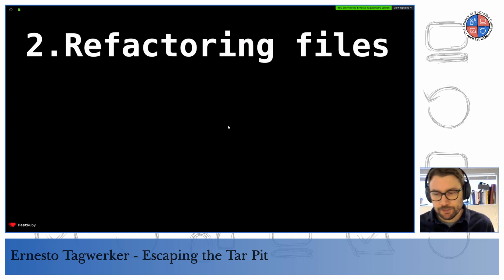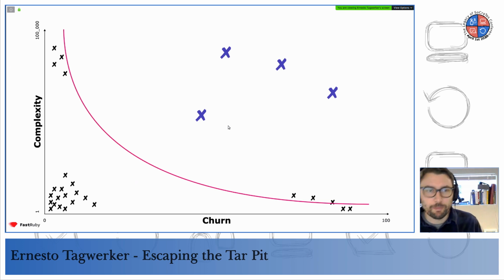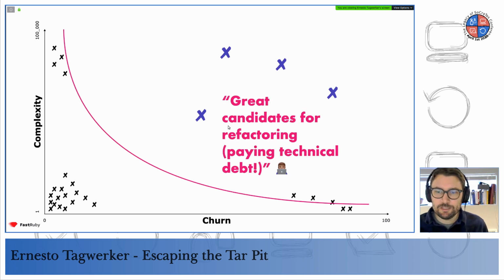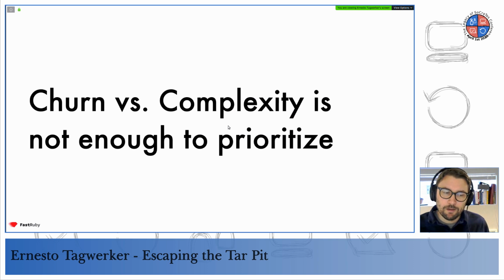Refactoring files, for sure. Go back to the graph. We see 4 different files in the upper right quadrant. And these are great candidates for refactoring. But which one do you pick out of the 4?